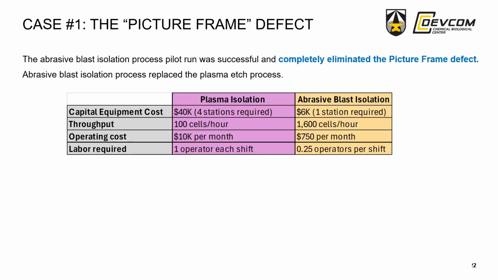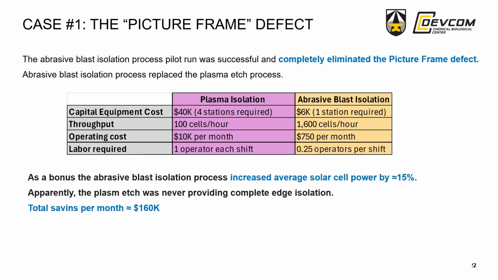And we had these added benefits. When we looked at that process, we said, the capital equipment cost of the abrasive blast that we already have, it's much less than the capital cost for the plasma etch. It's 16 times higher throughput. It costs about $9,000 a month less to operate, and instead of having 3 operators per day, we only need about a half an operator because it's so fast. Within weeks, we put that into production.